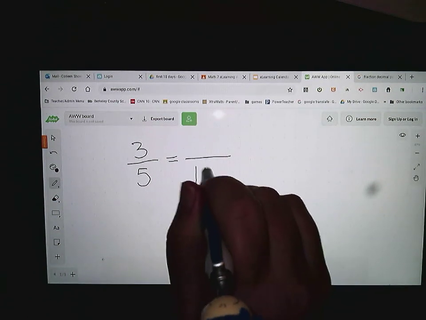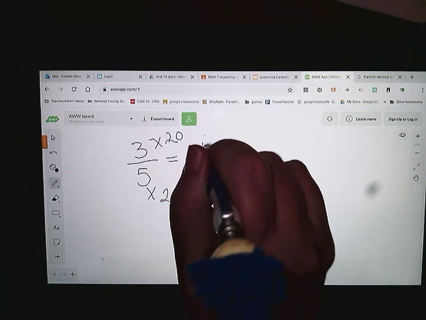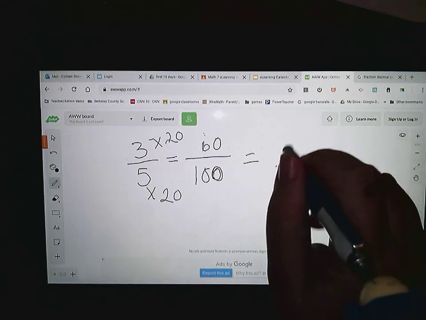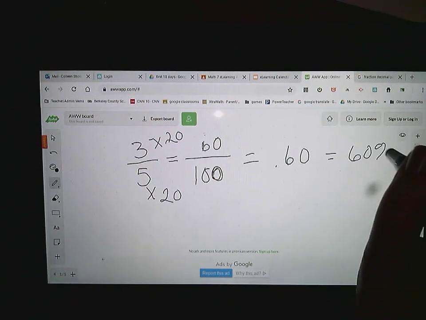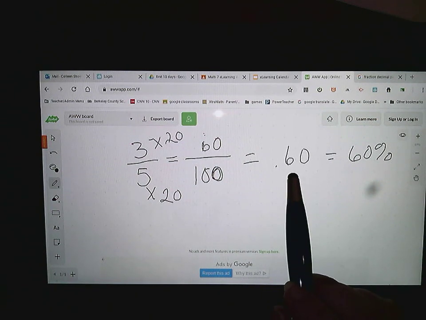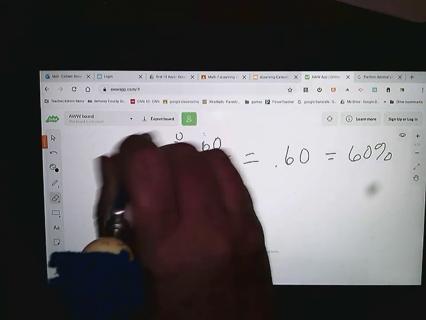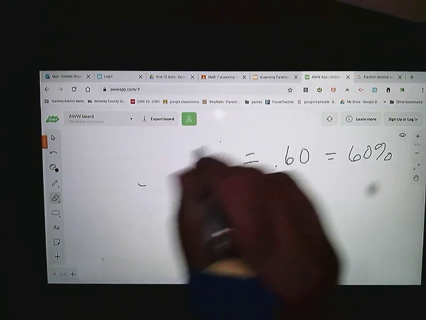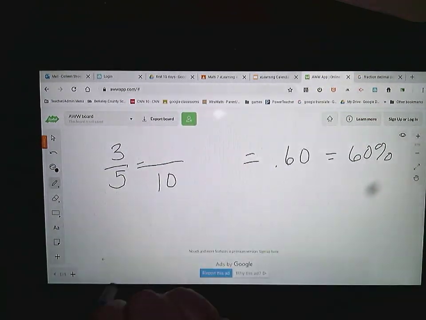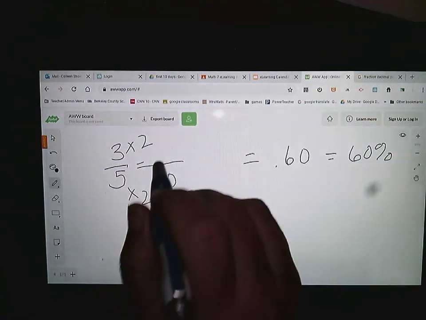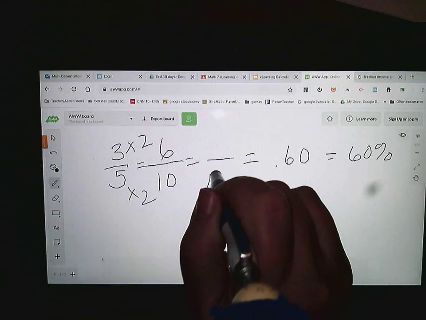Remember, one way we can do this, try turning it into something over 100. 5 times 20, 3 times 20 gives me 60. So that's going to be 60 hundredths, okay, equals 60%. Now, this is the part that I want you to think about, because I could have gone from my 3/5. What if it was just written as something over 10? 6 to 10. Okay. Sometimes we don't always get to that 100 right away because we don't realize it.